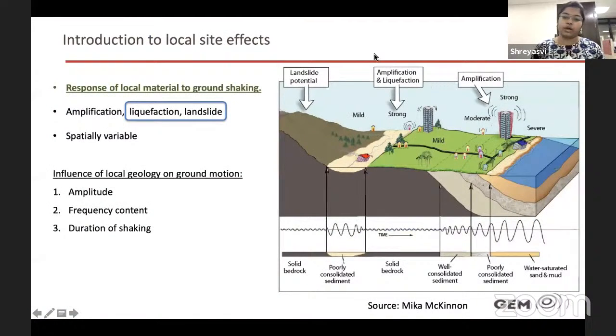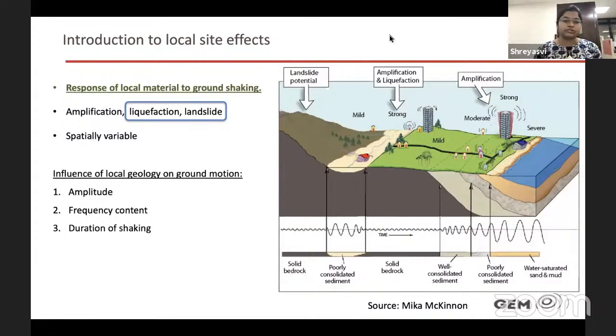Okay, so I'll just give a brief overview of what local site effects are, in case somebody in the audience is a little new to this topic. Whenever we talk about local site effects, it's about understanding how a local material would respond to ground shaking. When an earthquake occurs, not all sites will behave in the same manner. There are chances of different sites behaving differently, and that is what we are trying to address when we talk about local site effects.